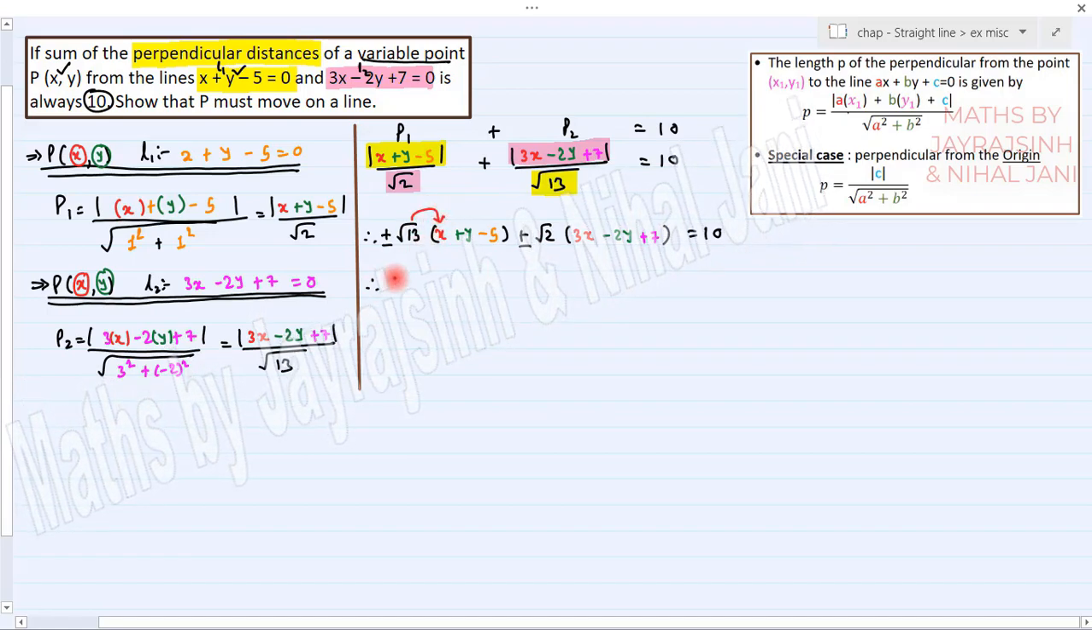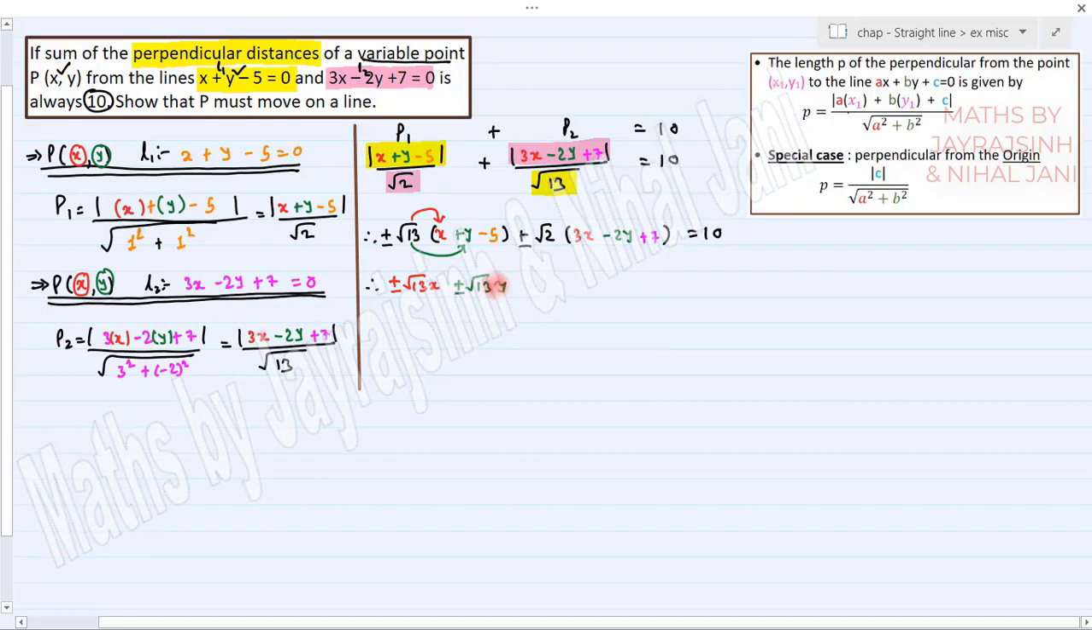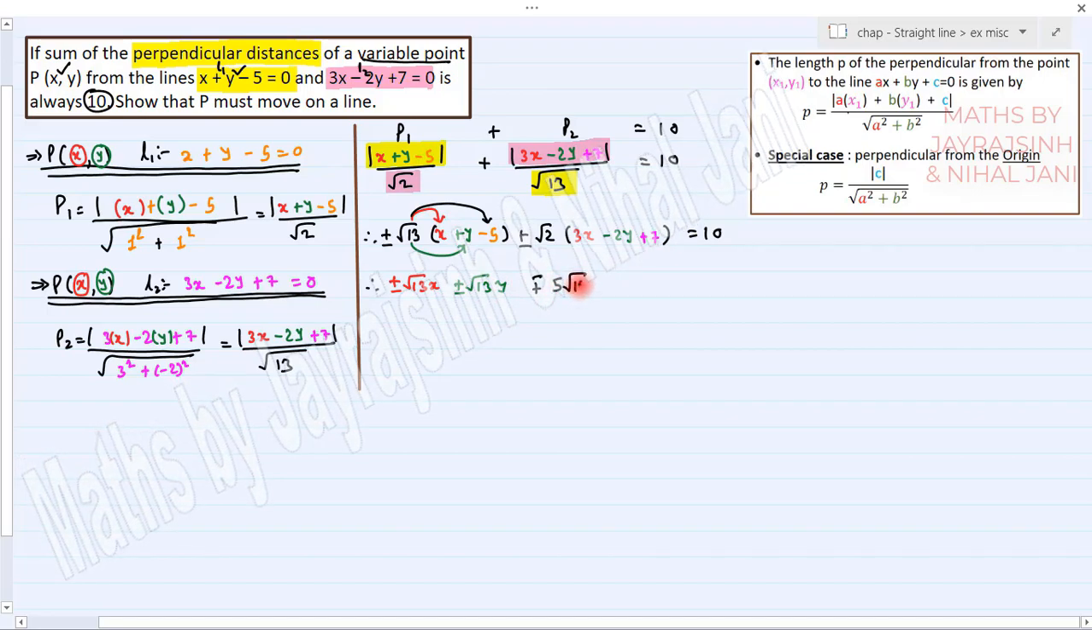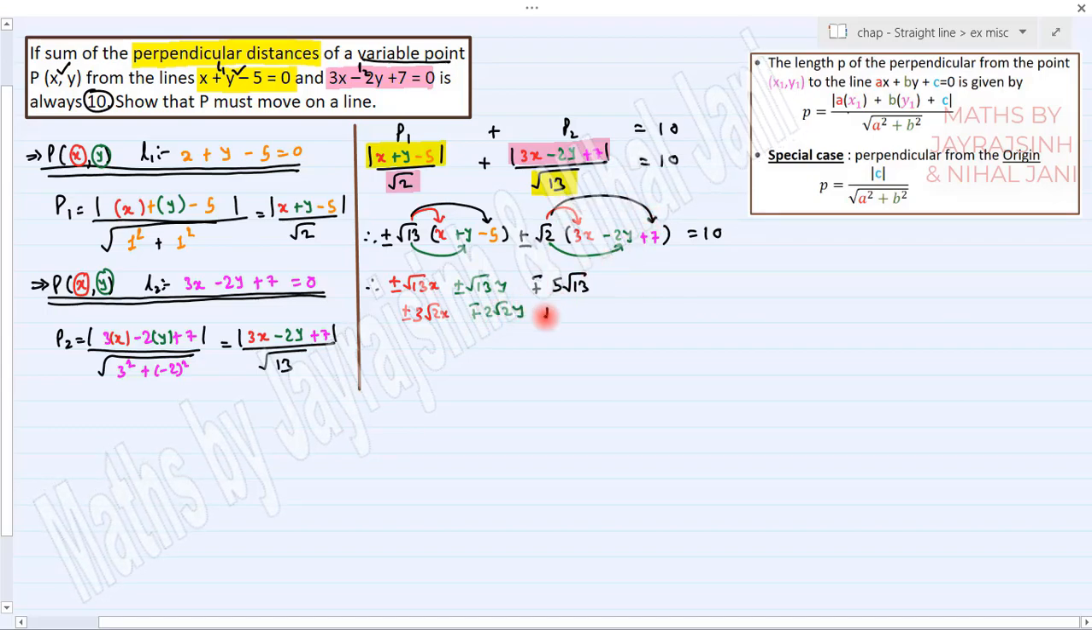Plus or minus root 13 into x will give us plus or minus root 13x. Then plus or minus root 13y, and minus plus 5 root 13. Similarly, from the second bracket, plus or minus 3 root 2x and minus plus 2 root 2y and plus or minus 7 root 2 is equal to 10.